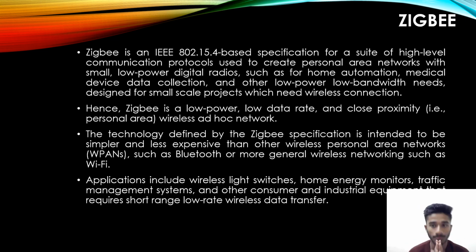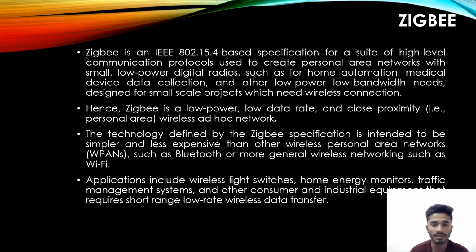Our last and final topic of this session is ZigBee. ZigBee is an IEEE 802.15.4 based specification for a suite of high-level communication protocols used to create personal area networks with small, low-power digital radios, such as for home automation, medical device data collection, and other low-power, low-bandwidth needs, designed for small-scale projects which need wireless connections. Hence, ZigBee is a low power, low data rate, close proximity, that is personal area, wireless ad hoc network.